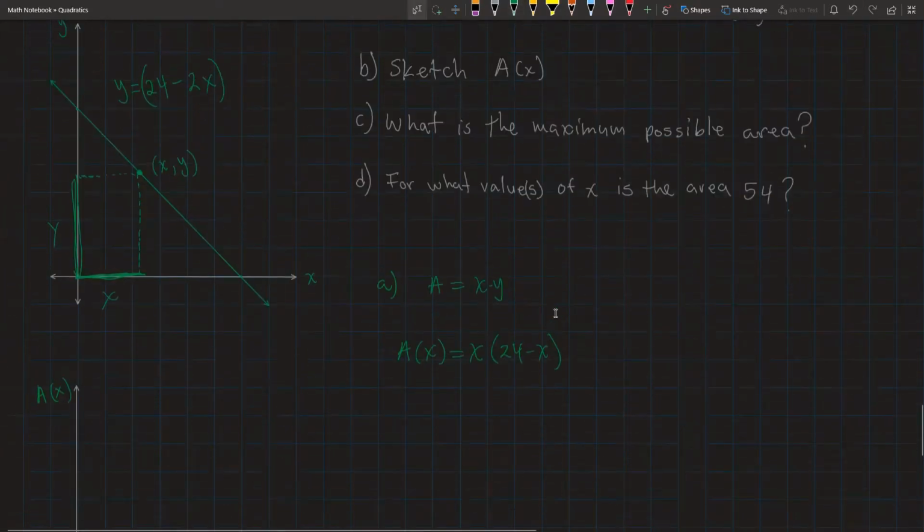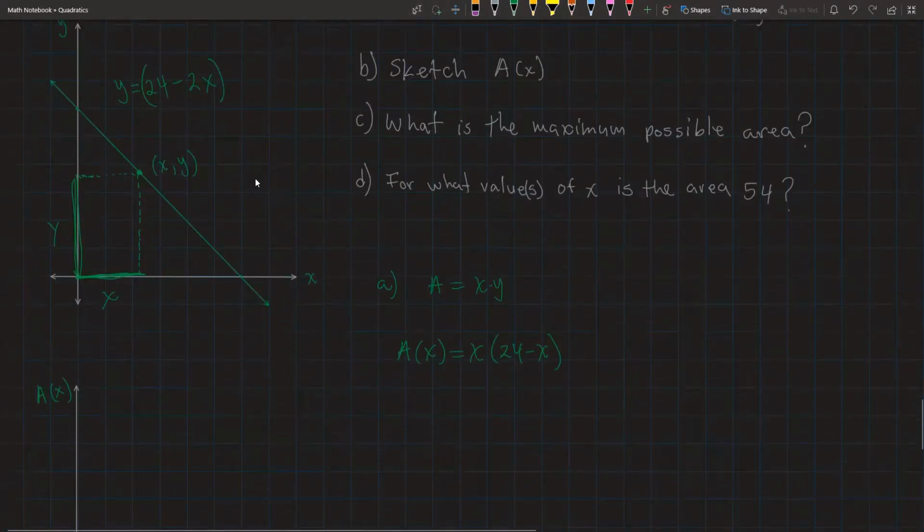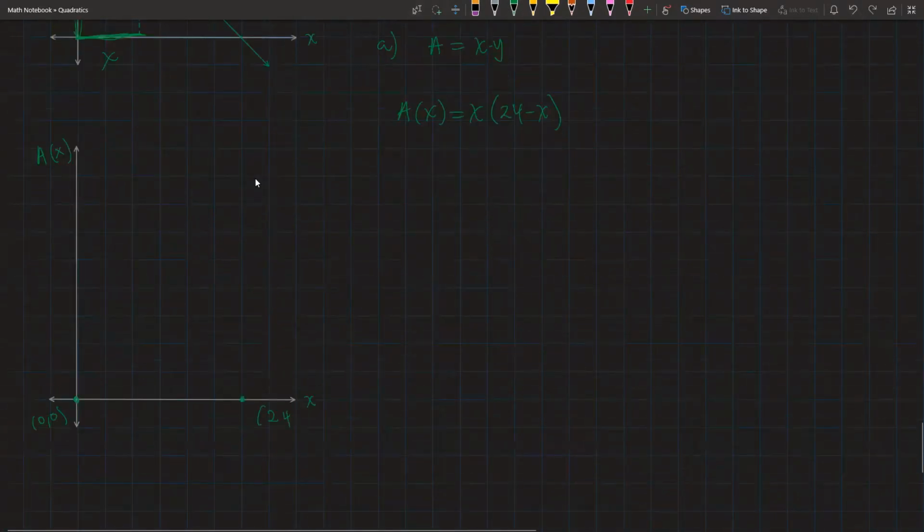Whoops, I missed something. Hey, give me a second. That's not right. I didn't read that correctly. It's 24 minus 2x. Nice that I caught that.